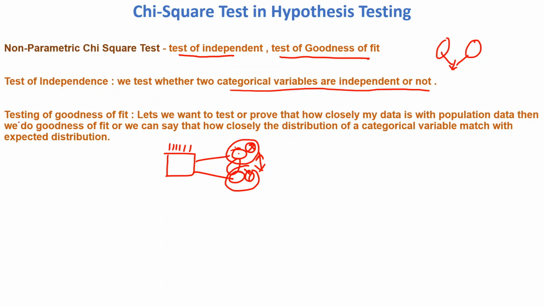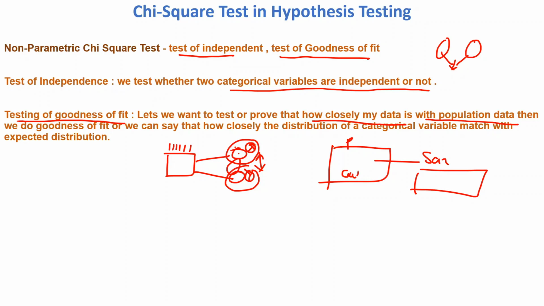And the second one is the test of goodness of fit. We want to test or prove how closely my data matches the population data. This is your population and this is your sample. You collected one sample. This is your categorical population, and this is also your categorical sample. So how can we check how closely my sample is with the population? It means how closely my sample matches the population data.